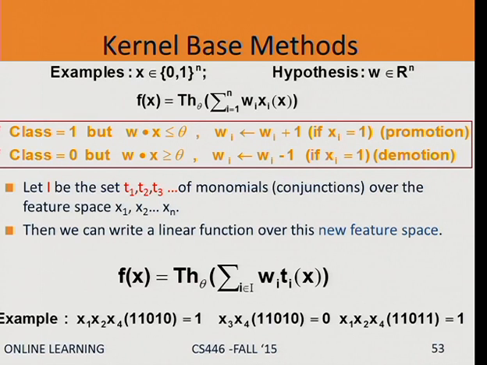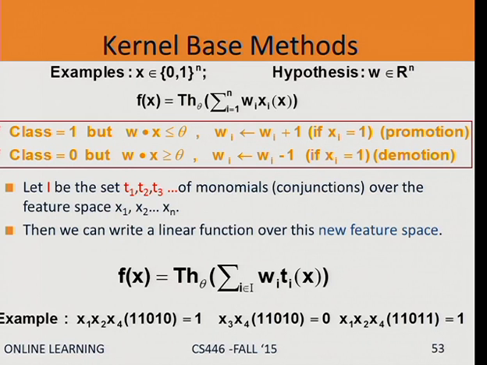Just to make sure we understand this notation, what is ti of x? If ti is this monomial, x1 and x2 and x4, when I do the product, I mean AND, of this example, it is going to be 1, right? Because x1 is 1, x2 is 1, x4 is 1. x3, x4 of the same example is 0.